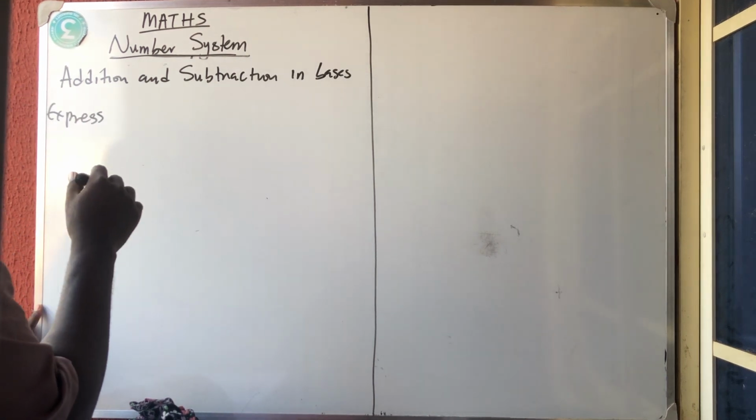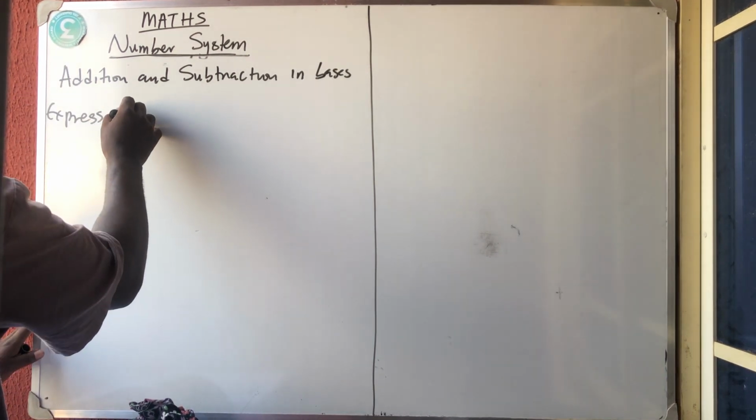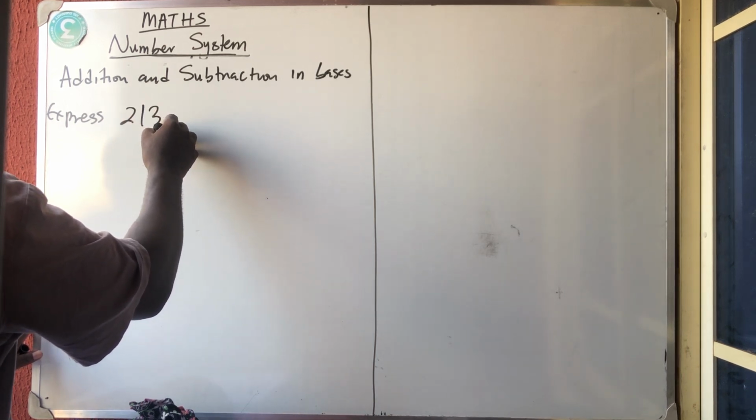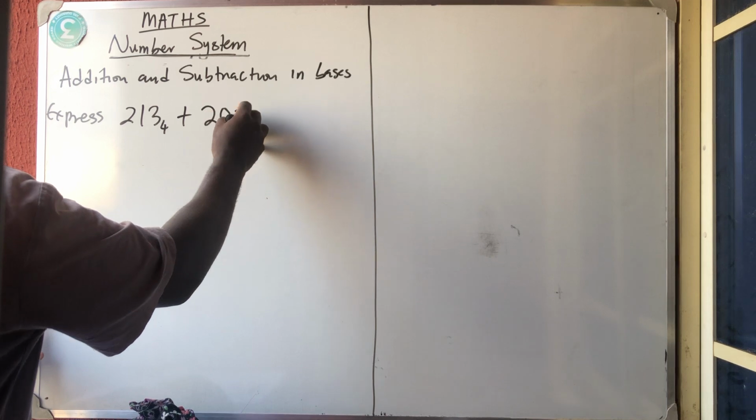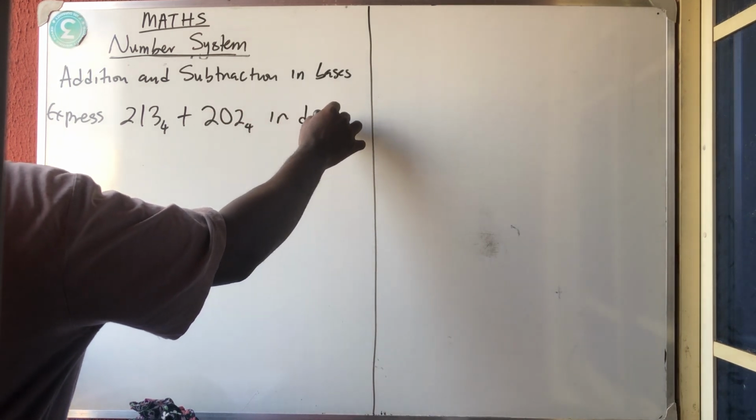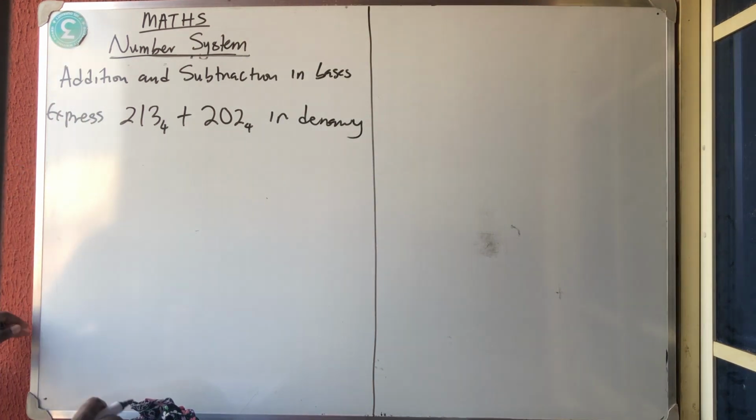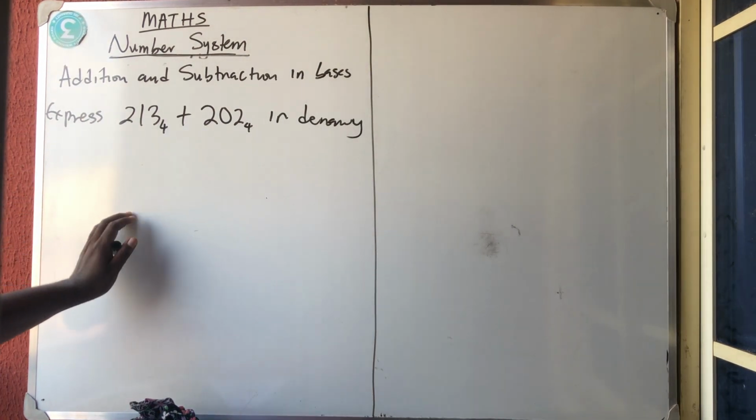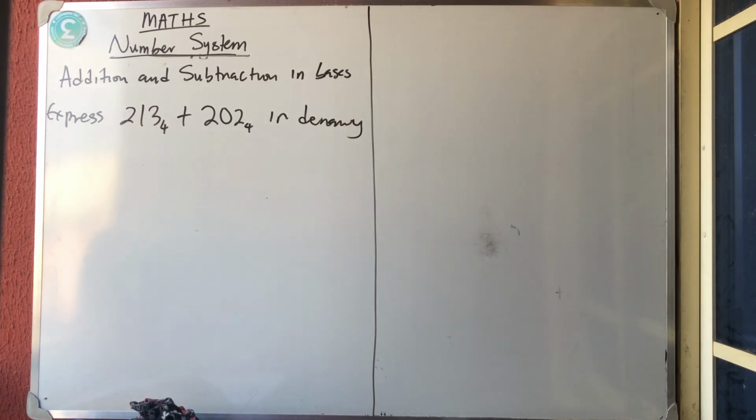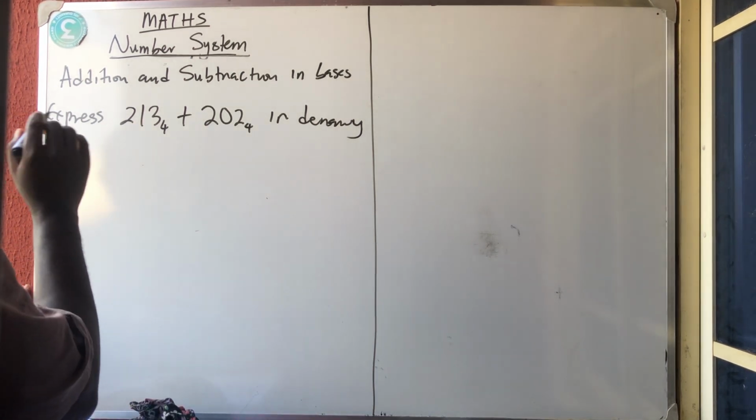They said express 213 base 4 plus 202 base 4 in denary. There are two ways of solving this. You can convert this one to denary, convert this one to denary, and add them, or you add them first, then convert to denary. So let us add them first.